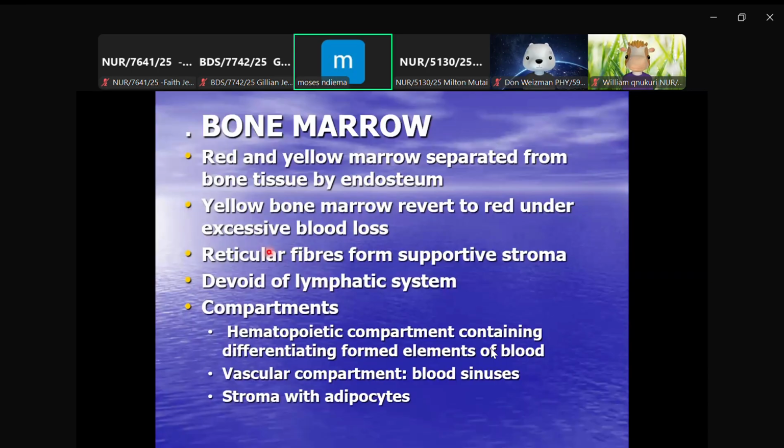Then the proerythroblast, the organelles are becoming synthesized. We have formation of the hemoglobin, the proteins being formed. So we have a proerythroblast. As a result of increase in the hemoglobin formation, the cytoplasm now starts staining basophilic. In that case, we now have a basophilic erythroblast.